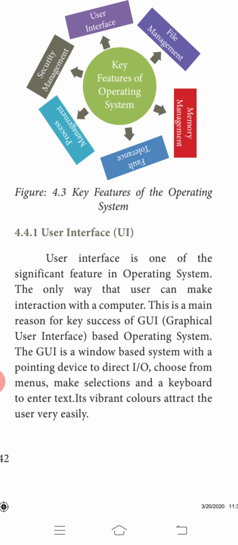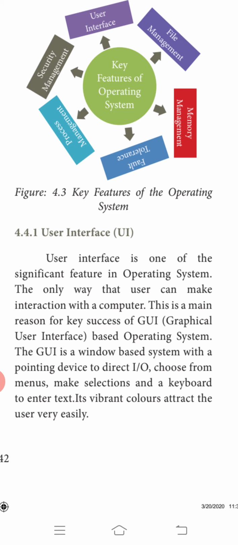Among those, the first one is the user interface, and this is one of the important key features in an OS. What is the use of the user interface? It creates interaction between the user and the computer. Using the user interface, the user can control any hardware devices or any applications.